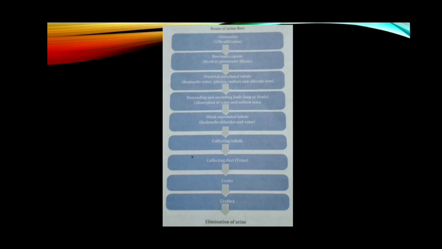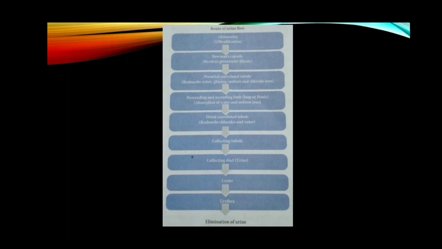Let's see a quick recap. The urine formation takes place in the nephron. It occurs in 3 stages: glomerular filtration, tubular reabsorption, and tubular secretion. In the glomerulus, glomerular filtration takes place. It is also called ultrafiltration. Here the essential and non-essential substances are filtered.